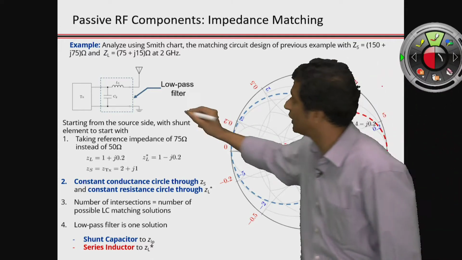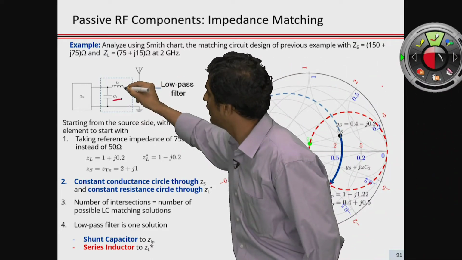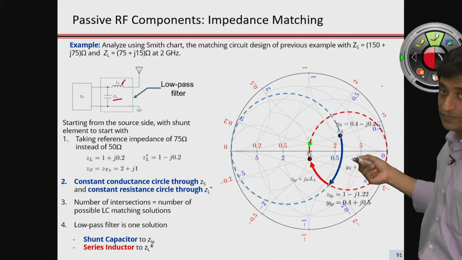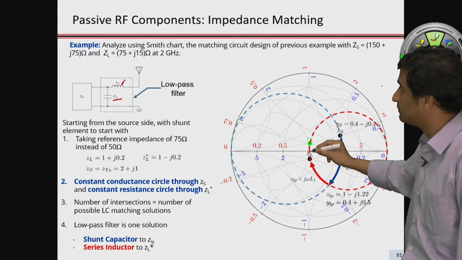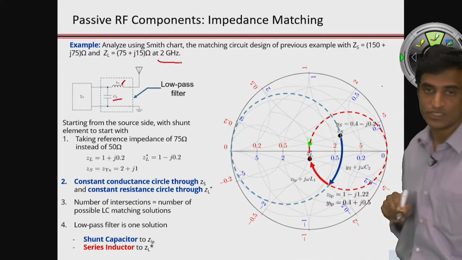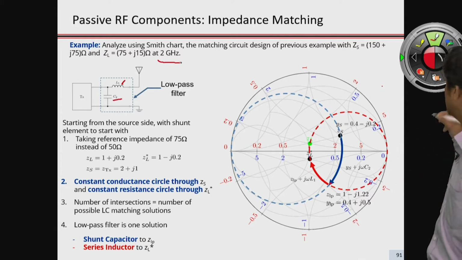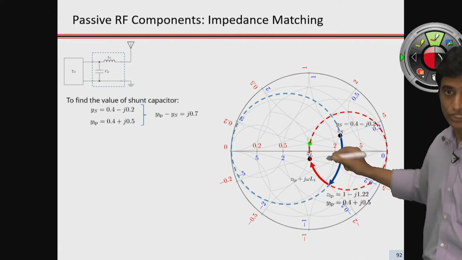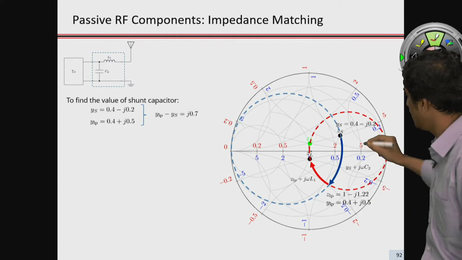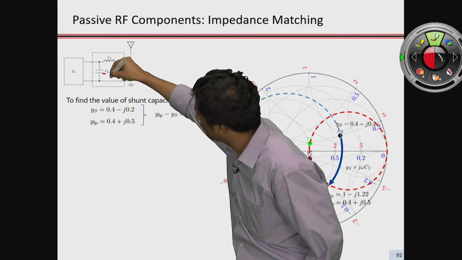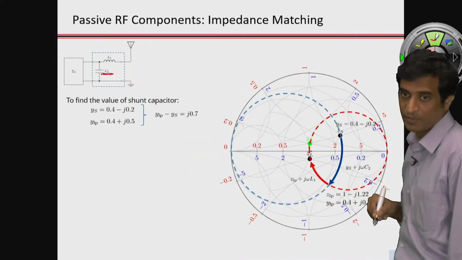Now let's see how to figure out this capacitor C and the necessary inductance L, the value of it, so that this movement in the Smith chart is possible. And for that we need to know the operating frequency, which is given as 2 gigahertz. So that movement in the Smith chart is a two-step process. First let's look at the first step, where we are connecting a shunt capacitor and we are going to determine the value of the shunt capacitor.